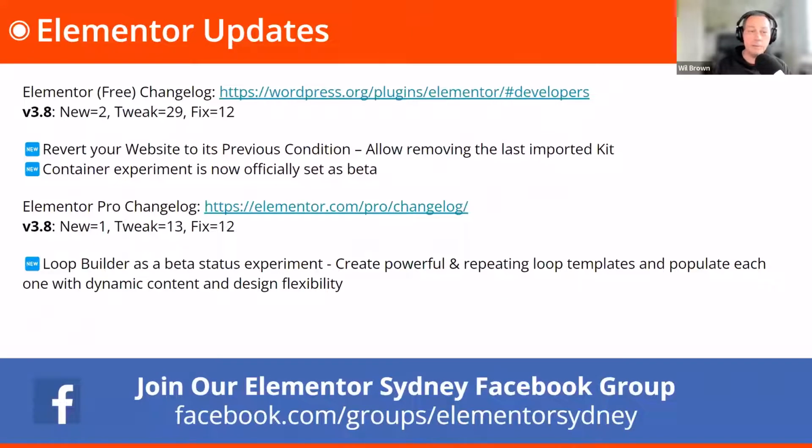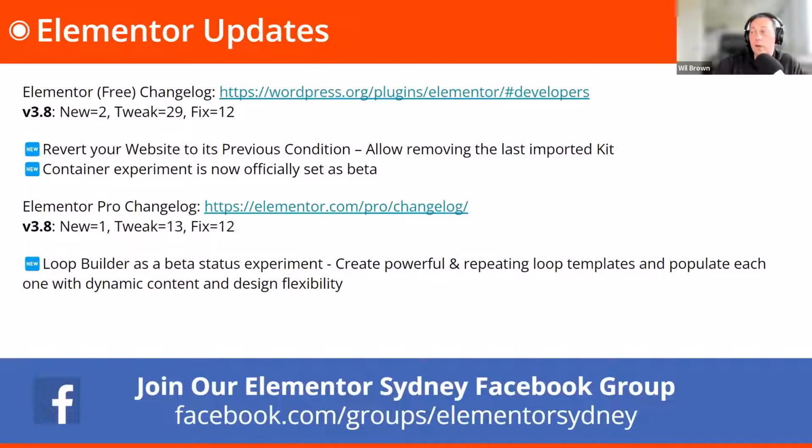Okay, so some Elementor updates. We do have some stuff this month, which is quite good. Sometimes Elementor developers go a little bit quiet, but they've been a bit busy this time. We have 2 new updates. So for Elementor Free, version 3.8 has come with 2 new features, 29 tweaks and 12 fixes.